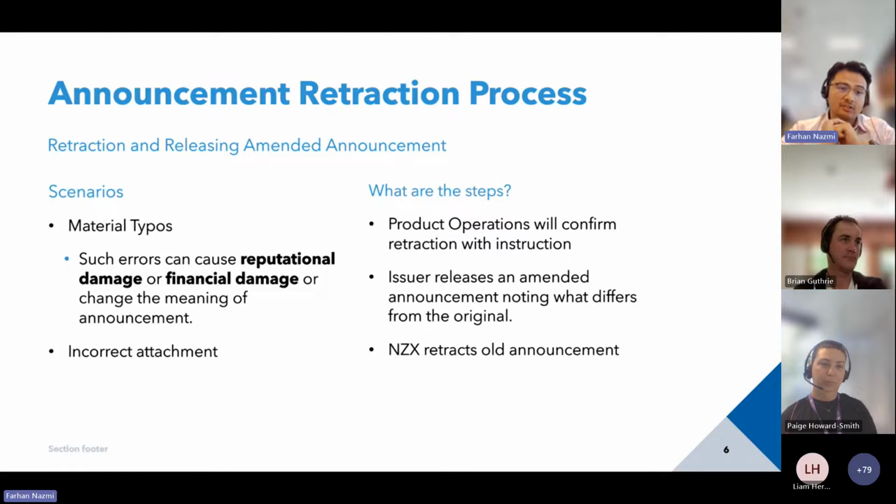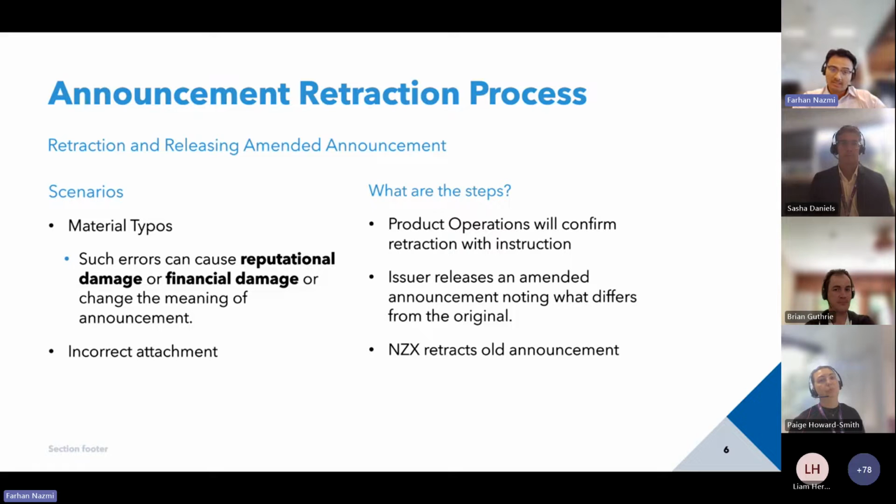First is material typos. Such errors can cause reputational damage or financial damage or change the meaning of the announcement. And also if you accidentally attach the incorrect attachment. So what do we do with that? What will be the steps? Us, product operations, will confirm the process with instruction. What the issuers will do is release an amended announcement, noting what differs from the original. And then once the amended announcement is released, we will retract the old announcement.